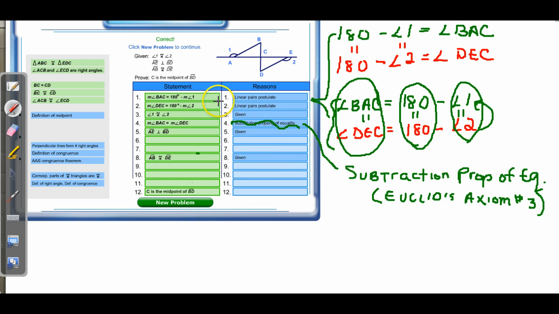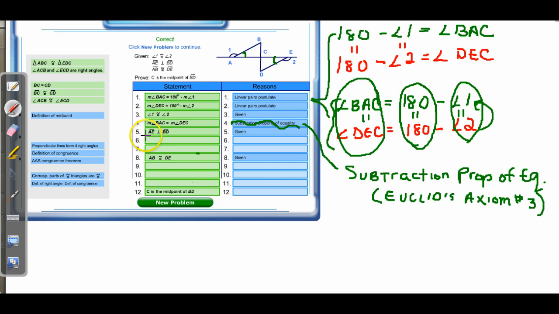So anyway, now we've said that, so let's mark so far what we have. We have angle 1 is congruent to angle 2. Okay, that's already marked. So now we've stated that BAC equals DEC by this subtraction property of equality. So now let's go ahead and see what our next step would be.